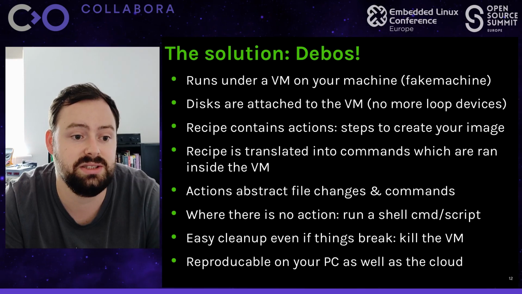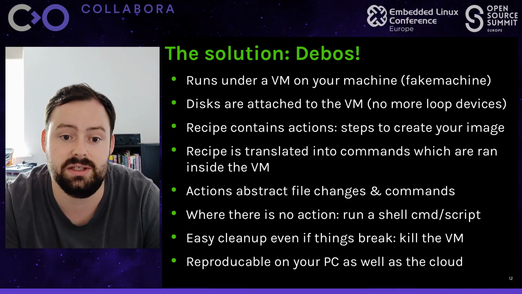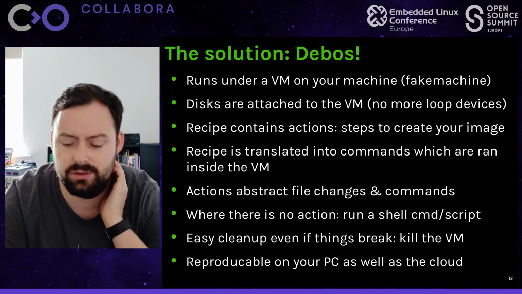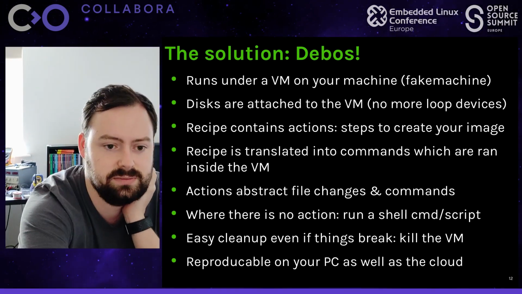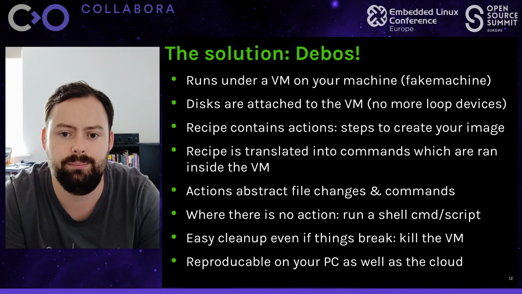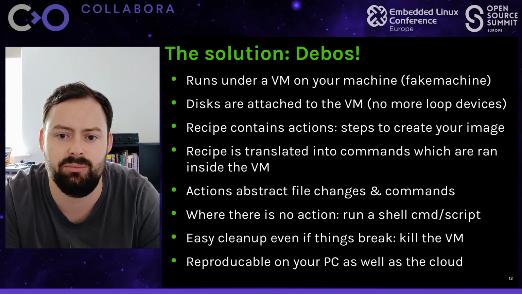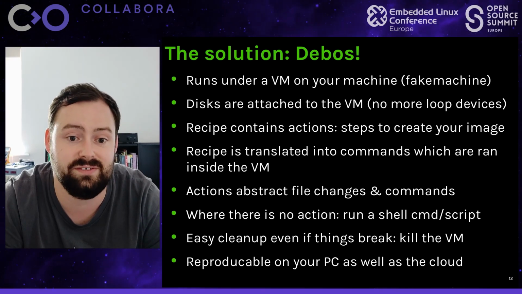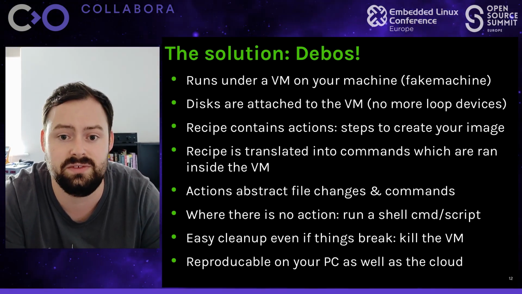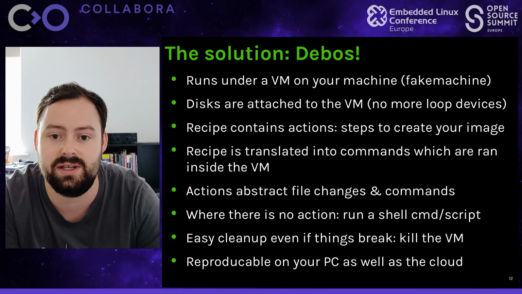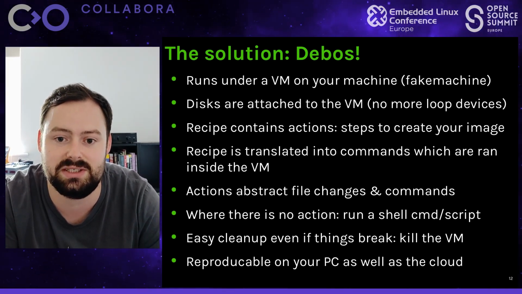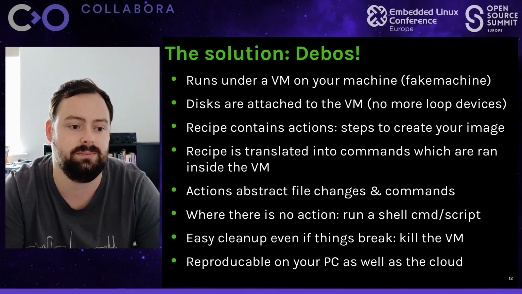So Debos runs a VM on your machine using a library called Fake Machine. Currently we use KVM, a kernel virtual machine, to create this virtual machine. But as we'll come on to later, we are improving this. So the disks are attached to the VM itself, so there are no loop devices involved, and attaching disks to a VM is very, very commonplace. I mean, every VM's got a disk attached to it, so this works very nicely.